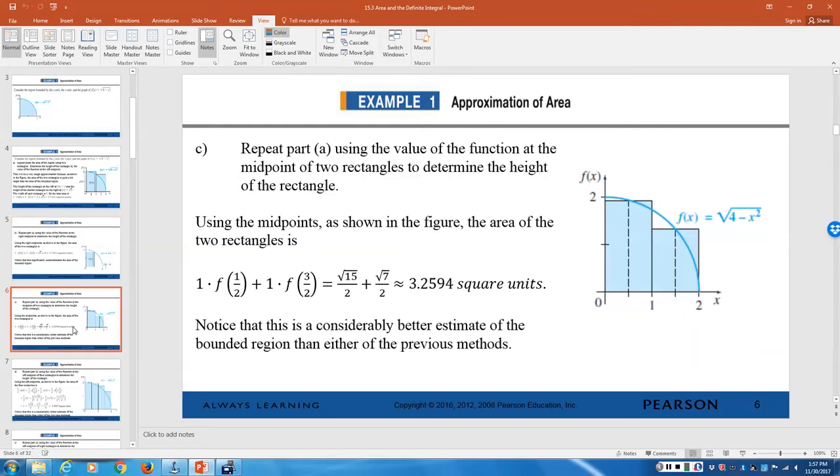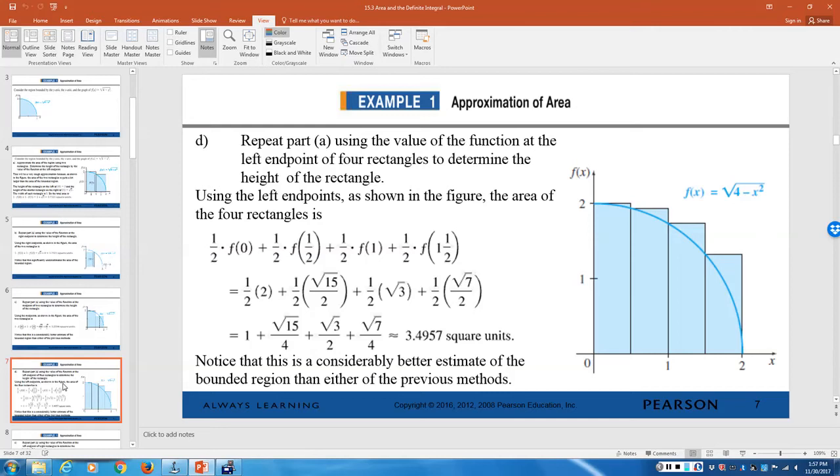If we tried to put the rectangles in the middle, that worked somewhat better. It worked better than either of the other two because the overestimations and underestimations tended to cancel each other out. If we broke it up into 4 rectangles, it didn't much matter whether we aligned them to the left, to the right, or in the center.